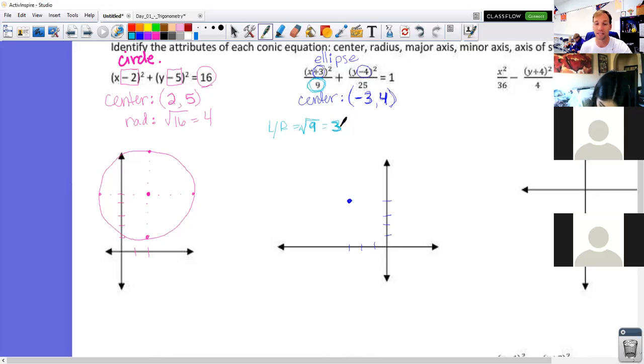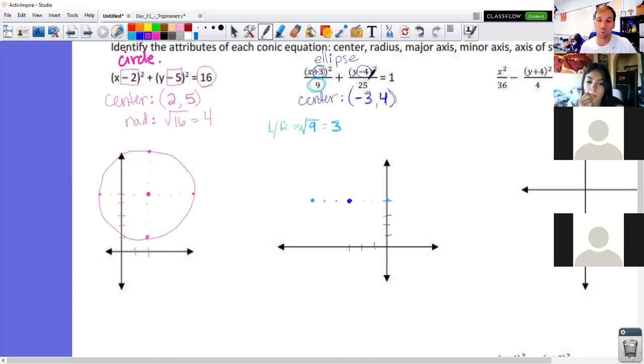So we're going to go 3 units to the left and 3 units to the right. Okay, we're going to put dots there so that we can tell this is going to be the edge of your ellipse. So 3 units left and 3 units right. That's the number underneath the x term. So you go that far in the x direction: the square root of 9 left, and the square root of 9 right.